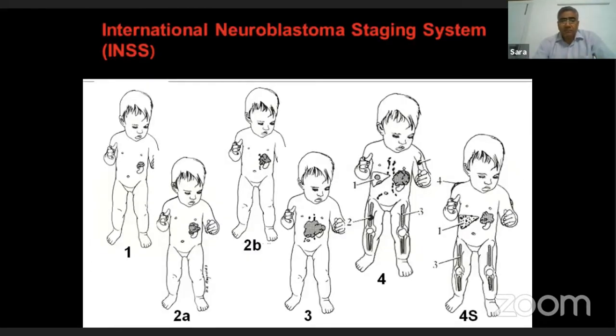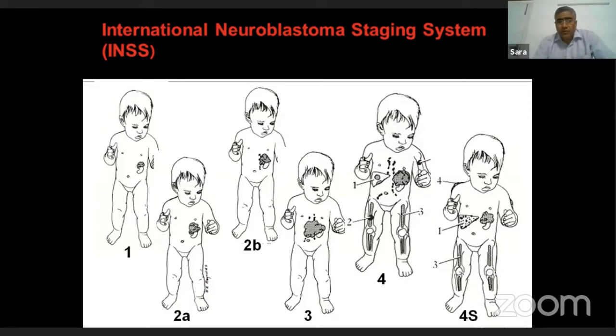And this is a very basic slide on staging. So International Neuroblastoma Staging System, we all are aware, that's INSS, which has been used for many decades. So in this, if you see this picture carefully, there's a small child in stage 1, typical tumor which is small, like a suprarenal mass with a speck of calcification on CT scan, and urinary catecholamines would be increased if you check for them.